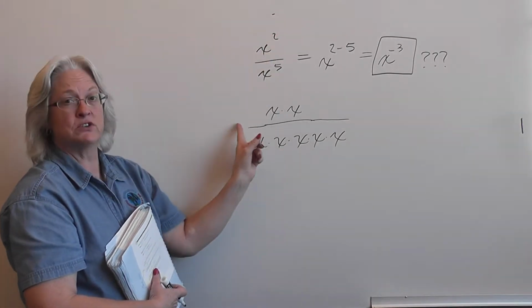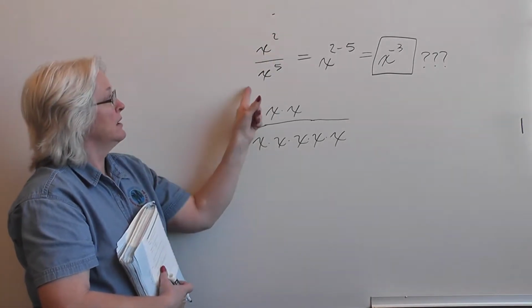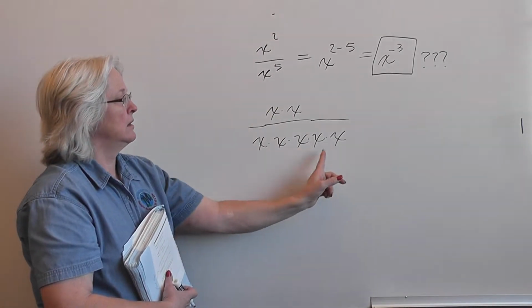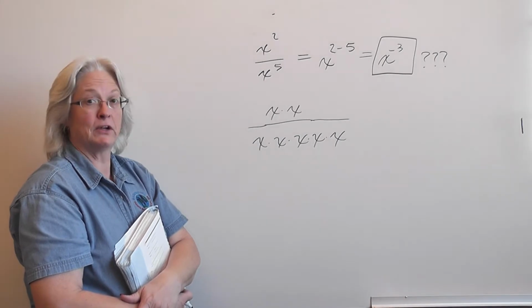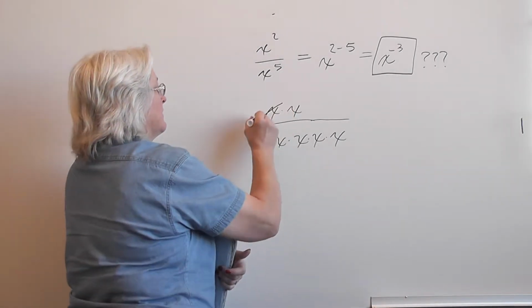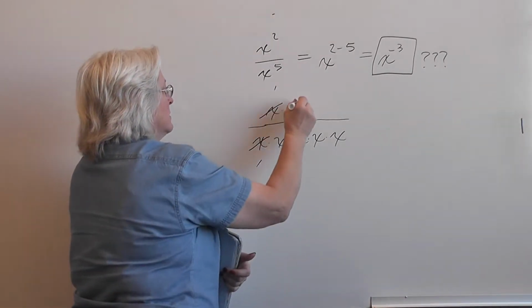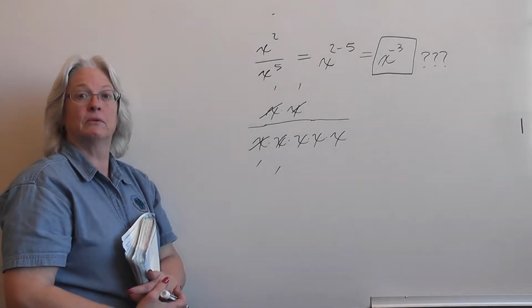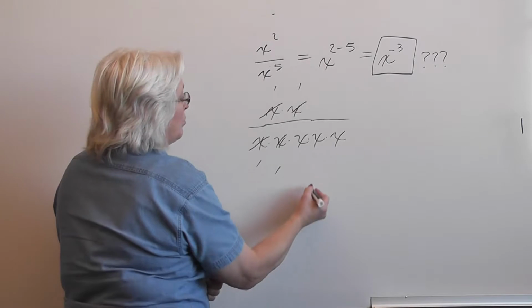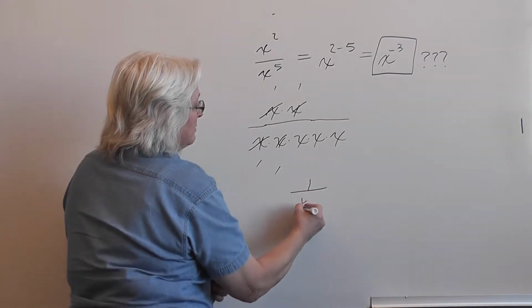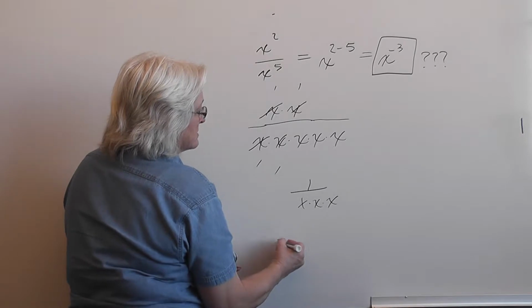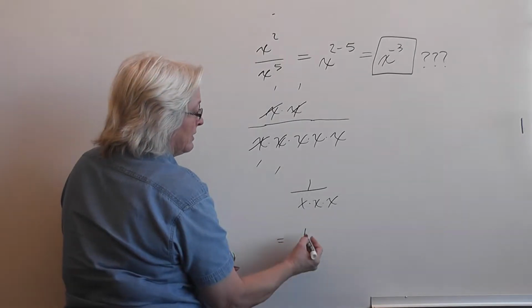X squared says use x as a factor twice. X to the fifth says use x as a factor 5 times. We're going to cancel common factors of x. What do we now have? We have a 1 in the denominator, and we have x times x times x. We have 1 in the numerator.